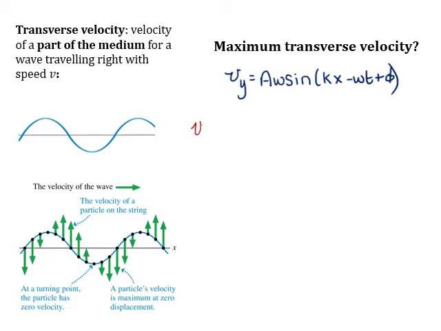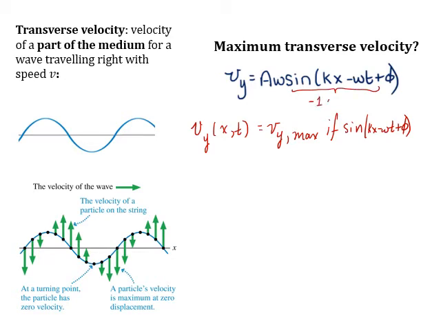So for maximum transverse velocity, Vy, it's a function of x and t, so the speed is a function of position and time. It's equal to a maximum. We might call that Vy maximum. If our sine argument, sine of kx minus omega t plus phi, is as big as possible, we know that sine varies between minus 1 and 1. To get our biggest possible velocity, that would happen if our sine term is equal to plus 1. That gives us a maximum velocity of A times omega. Same result as we had with simple harmonic motion.